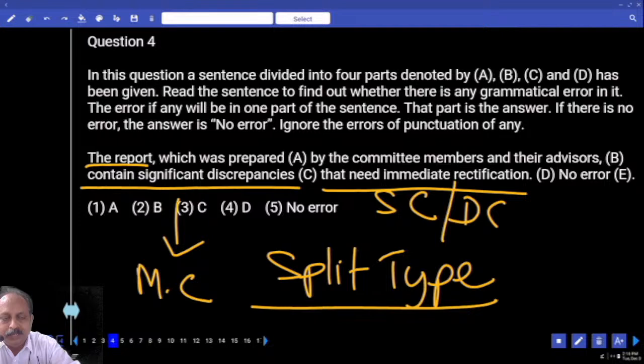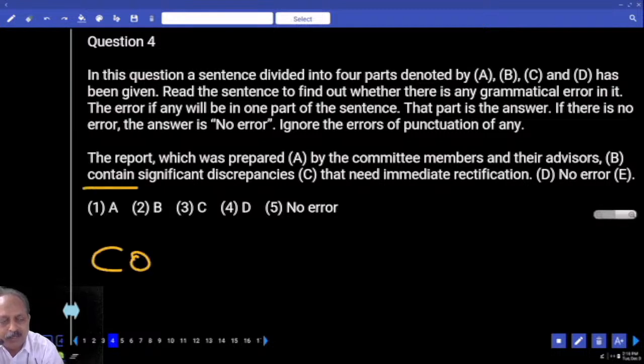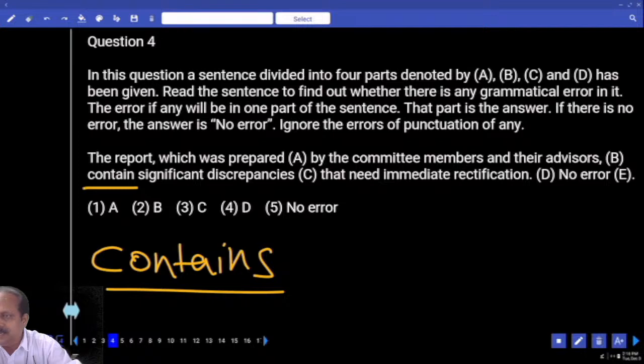Now, subject is a report, sentence is in present tense affirmative. Tell me what is wrong with this sentence. Contain or contains? 1 second. You need 1 second. The report contains significant discrepancies. How many of you have got this one right? Raise your hands. This is not acceptable, and I don't understand. Have you guys learned grammar? Please respond. How many of you have learned entire grammar? Raise your hands.